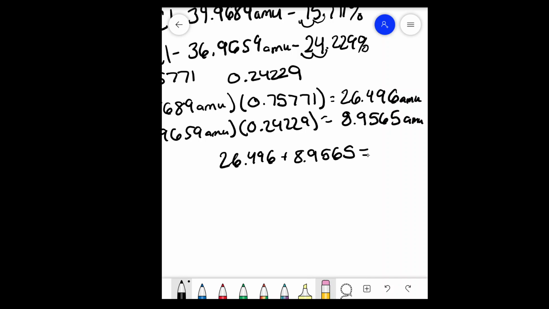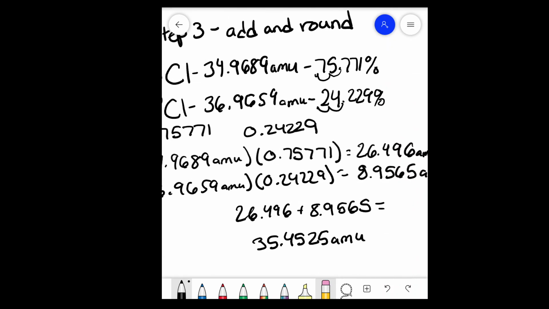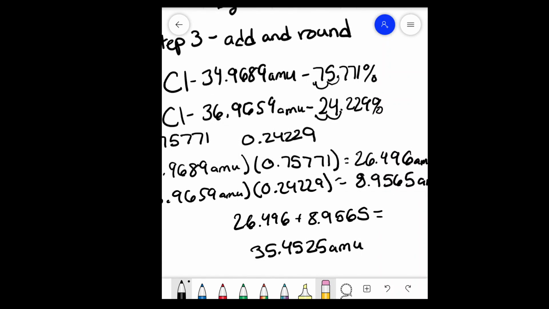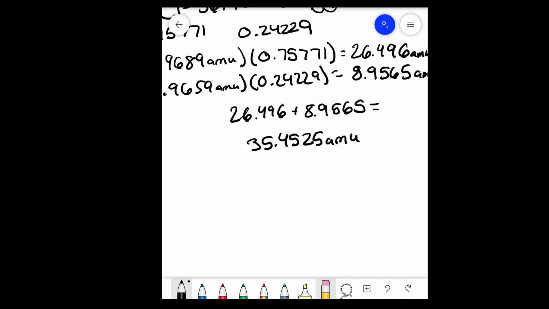Which gives us a grand total of 35.4525 AMU. But we have to round to known sig figs. So if we go back to the original problem, because there's multiplying and dividing and adding, you just go with the multiplication and division rules for sig figs and just the least amount of sig figs. So as we see here, these percentages both only have 5. So our answer is to have 5 sig figs, and right now it has 6. So 35.453 AMU is the grand total.